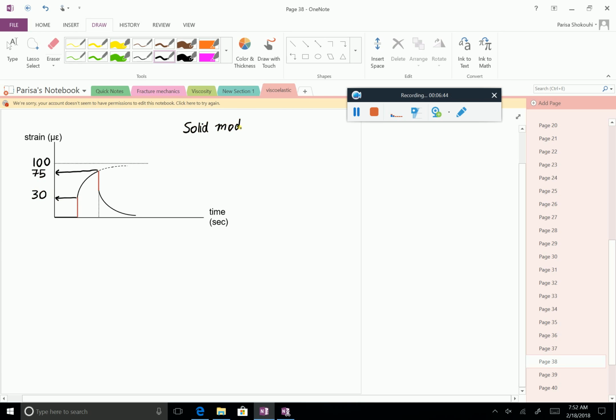Make sure that you convince yourself about this, that this is really a solid model. And so we just draw it. We have one spring, and then this is in series with a Kelvin model, which is a spring plus a dashpot in parallel. So this is basically the model that we are looking at.